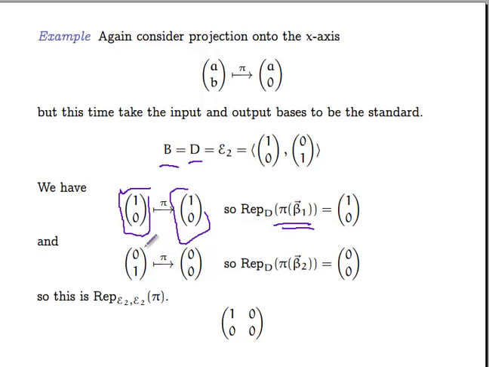Similarly, if I take pi on the second basis vector in the domain, that's going to be equal to 0, 0, which is also 0, 0 according to the codomain basis. So if I want to represent this mapping using the domain and codomain bases being the standard basis, I simply take these two vectors and write them next to each other.